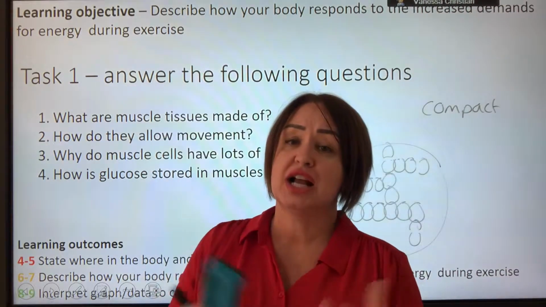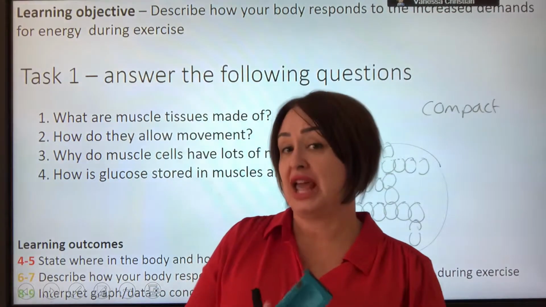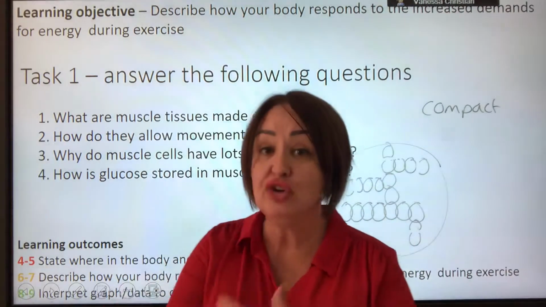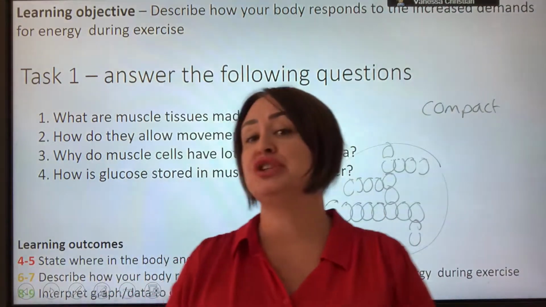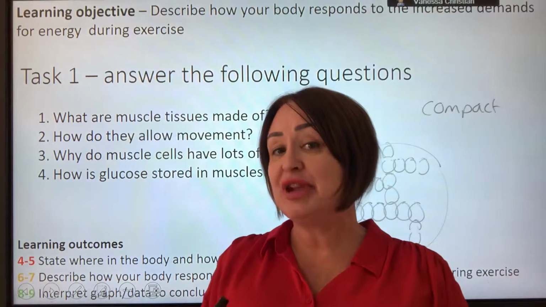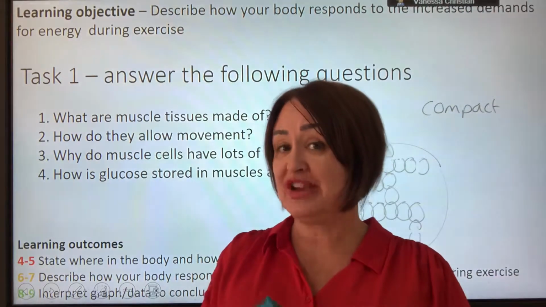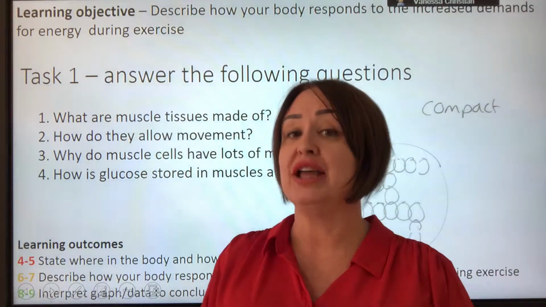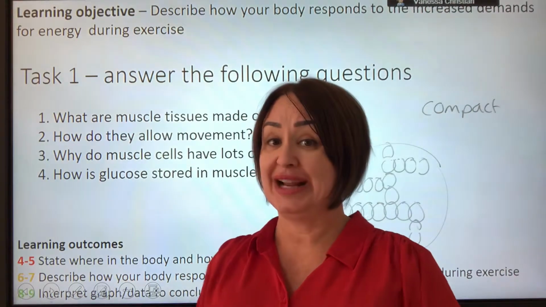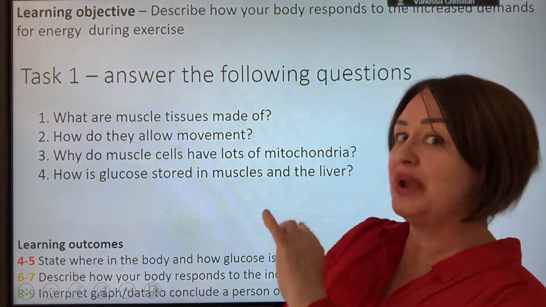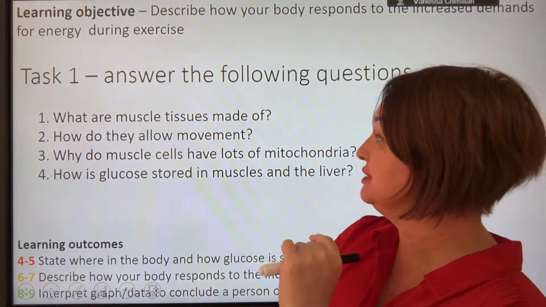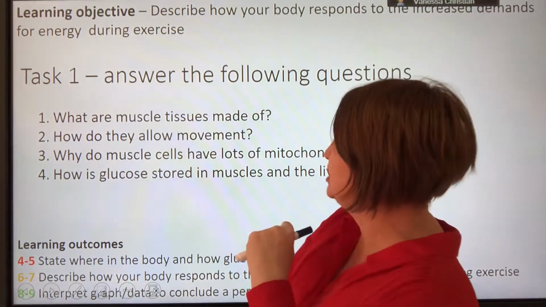So when do we use glycogen? Well, we use glycogen when we literally can't get enough blood to our respiring muscles. So perhaps during intense periods of exercise, we need a little bit of extra glucose that our blood just can't supply, so we'll break that glycogen down very quickly. Okay, so let's just have a little quick review of some of these questions. What are muscle tissues made of?